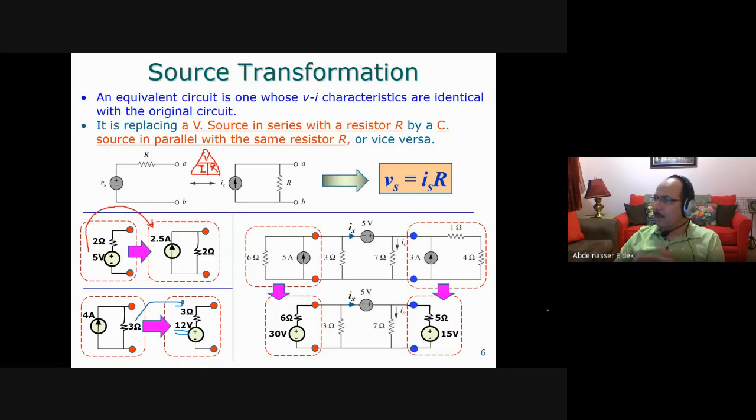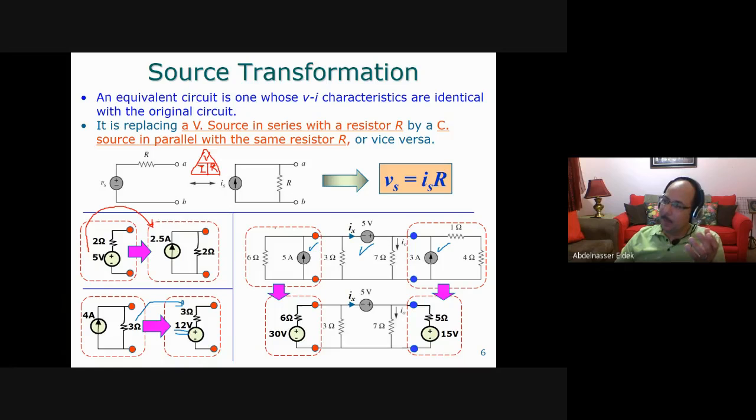So for example, if you have a circuit like this, in this case you have how many sources here? You have 1, 2, 3. You have 3 sources. You can't convert any source. For example, you have this 5 volt. You see this 5 volt? You cannot convert this 5 volt. Why? Because this 5 volt is not connected in series with a resistor.